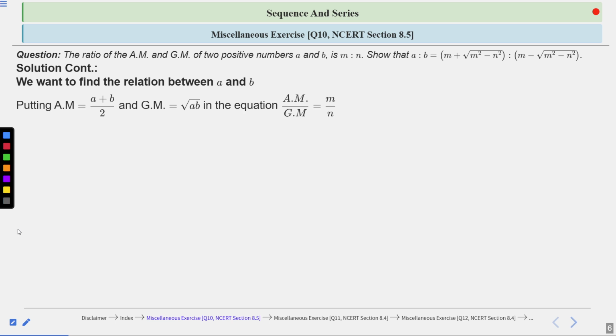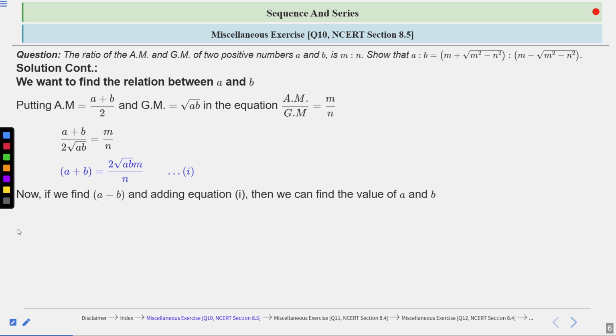Putting arithmetic mean equal to a plus b upon 2 and geometric mean equal to root over ab in the equation arithmetic mean upon geometric mean is equal to m upon n, a plus b upon 2 root ab is equal to m upon n. Therefore, we can say that a plus b will be equal to 2 root ab m upon n. Let us assume this as equation 1.